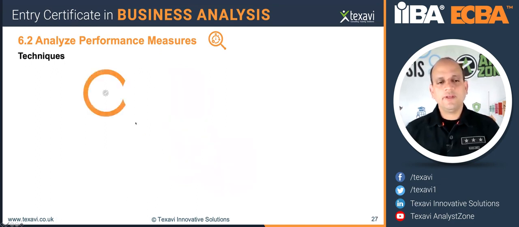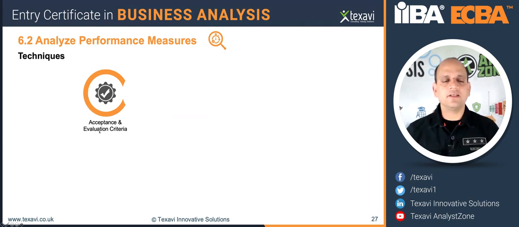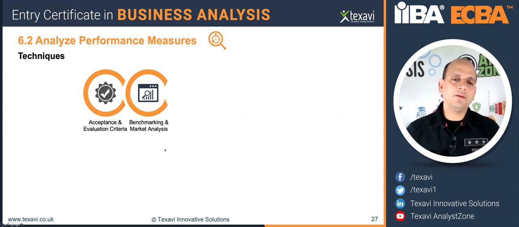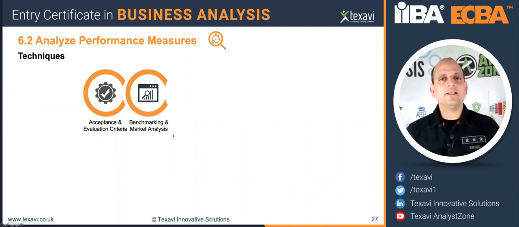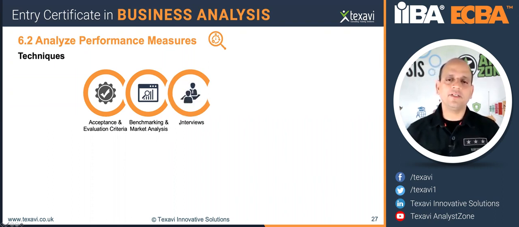And what techniques do we use here? Again, acceptance and evaluation criteria are very important, because that's what would be the basis for the analysis. That's what is going to really give you the definition of done and the baselines for the comparison and contrasting. Benchmarking and market analysis, like what we just discussed in the previous activity, give you a set of baselines and a set of indications in terms of which way the market is moving and what the competitors are trying to incorporate.